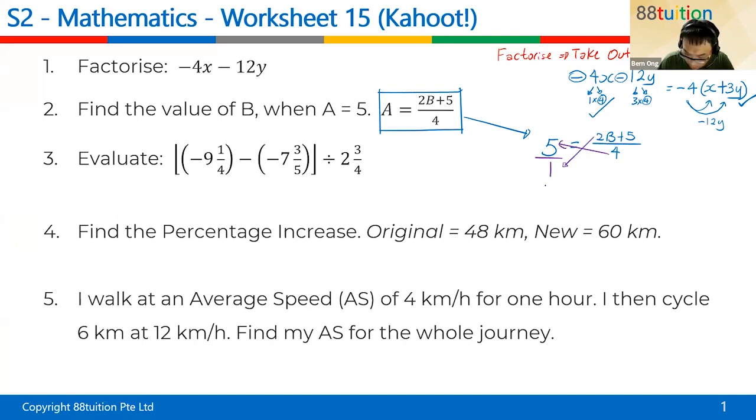So what do you have? You have 2b plus 5 is equal to 4 times 5 is a 20. 2b is equal to 20 minus 5. 2b is equal to 15. How do you find b? The question is asking for b, right? B is equal to 15 divided by 2 to give you a 7.5. So 7.5 is the answer.